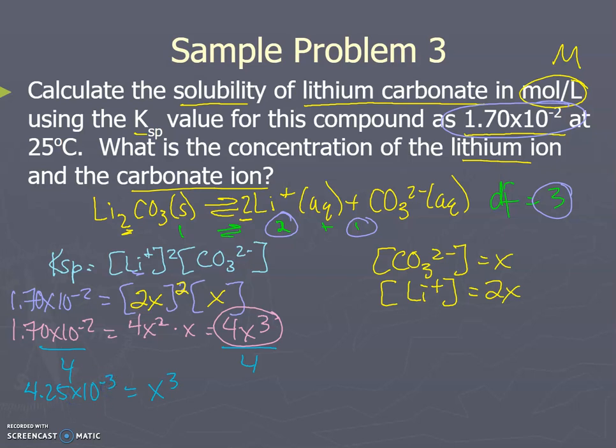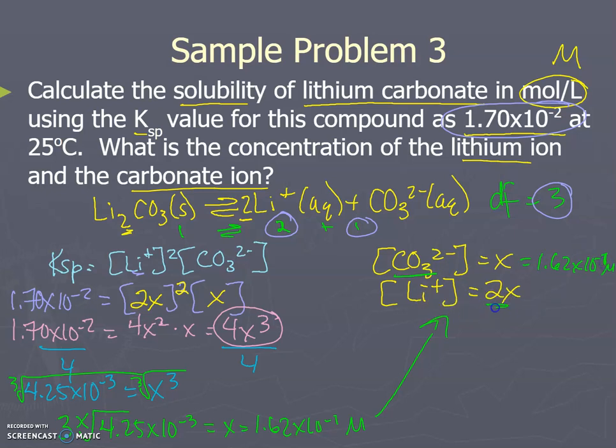And then I take the cube root, which is that special button where you'll see an X like this. You have to put a 3 in front of it. 4.25 times 10 to the negative third. And I get X equal to 1.62 times 10 to the negative first molar. All right, that's what happens when I take the cube root of both of those. So what does that mean for my concentrations? That is my concentration of my carbonate, 1.62 times 10 to the negative first molar.